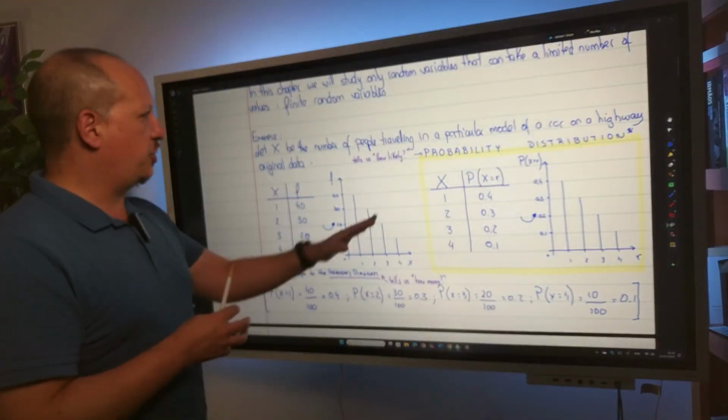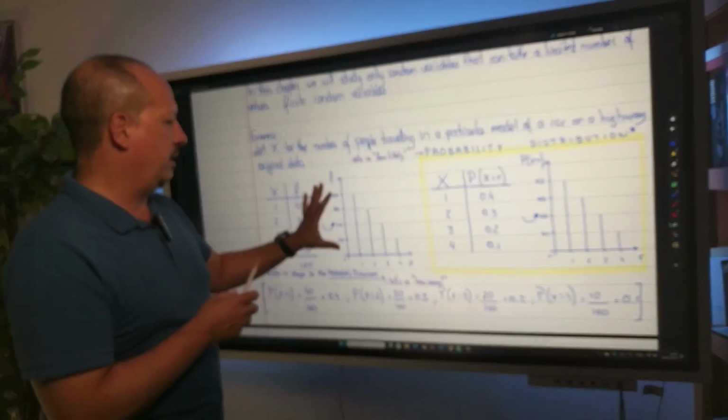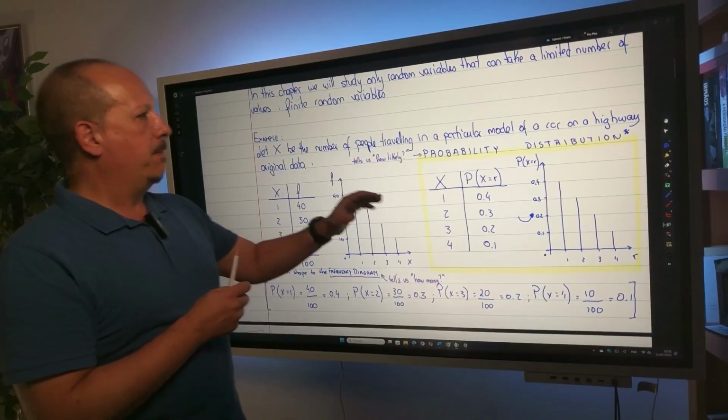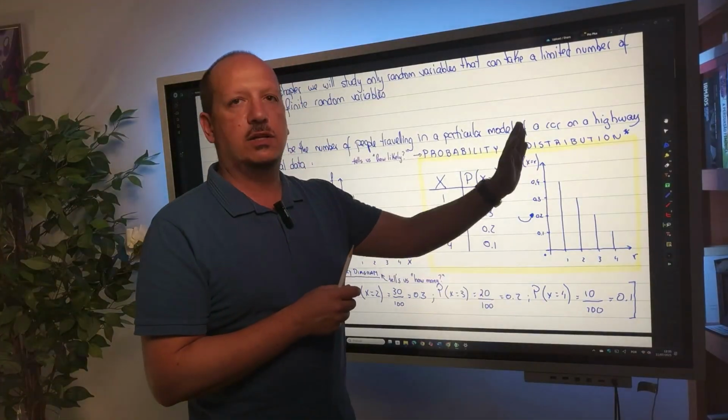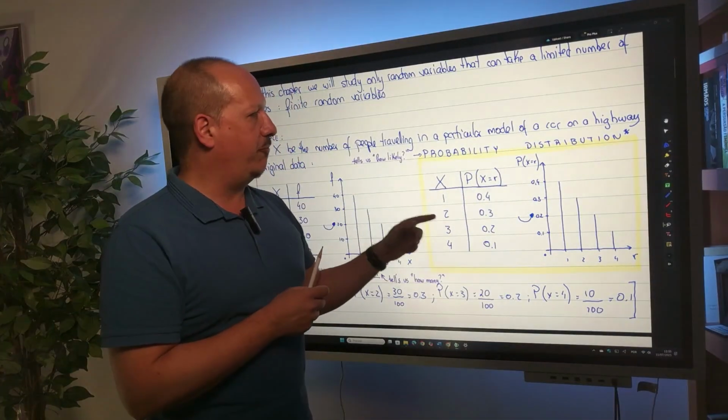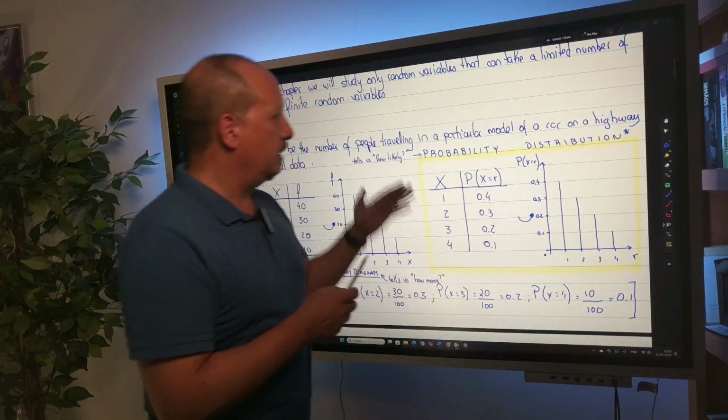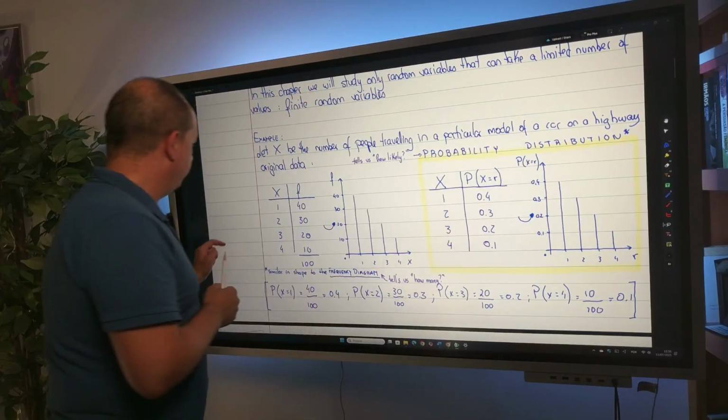All right? The shape is similar to that of a frequency graph, but since it's now focused on the probability of a random variable taking a certain value, it is called a probability distribution.